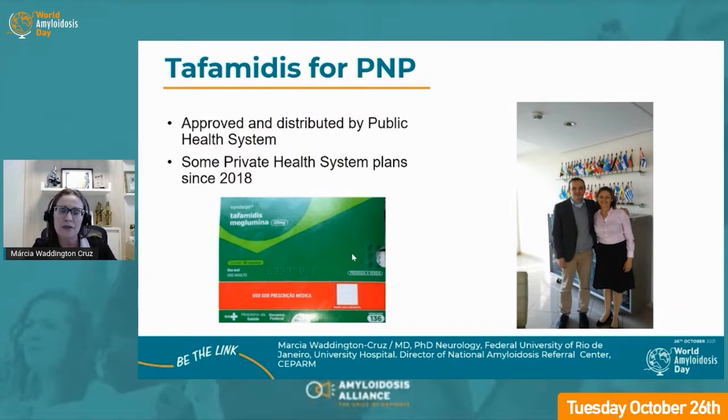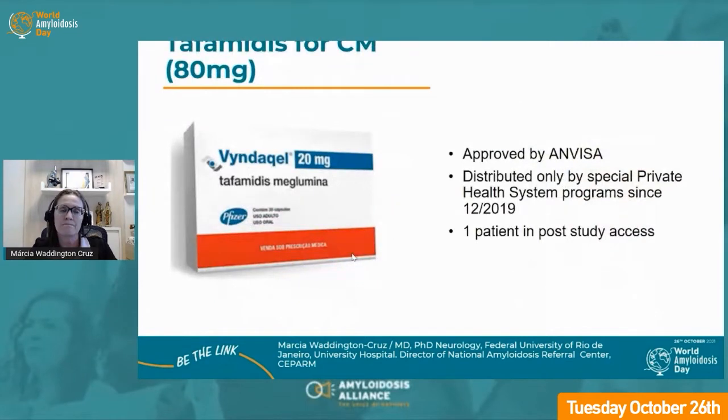Next slide, please. Tafamidis for cardiomyopathy at the dose of 80 milligrams has been approved by our regulatory agency, Anvisa, since December 2019, but it's not yet distributed as it is for polyneuropathy. So I have only one patient in a post-study access taking this drug at this dose for cardiomyopathy. Next one, please.